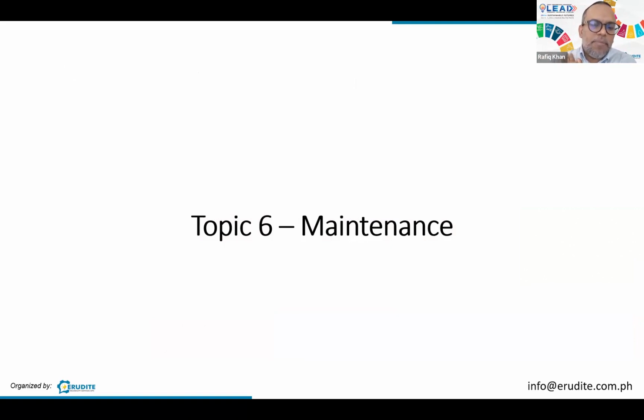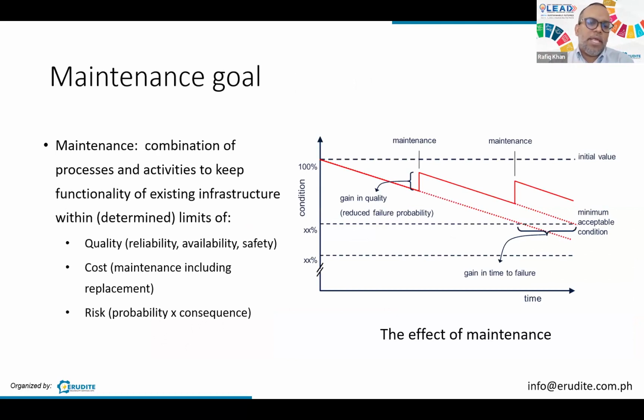So next one is maintenance. When we do condition assessment, we also look at maintenance. Maintenance is an activity, a list of activities that we carry out to keep an equipment functional. You want to do maintenance to have it operate as how you expect it to operate. So some aspects that we look at are the quality, reliability, availability, and safety.